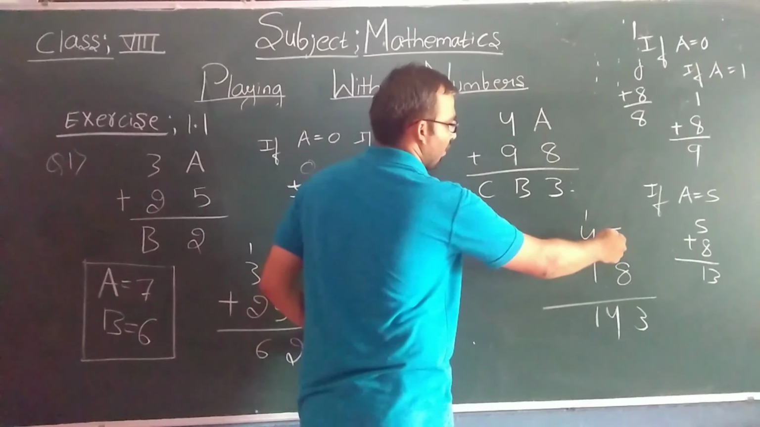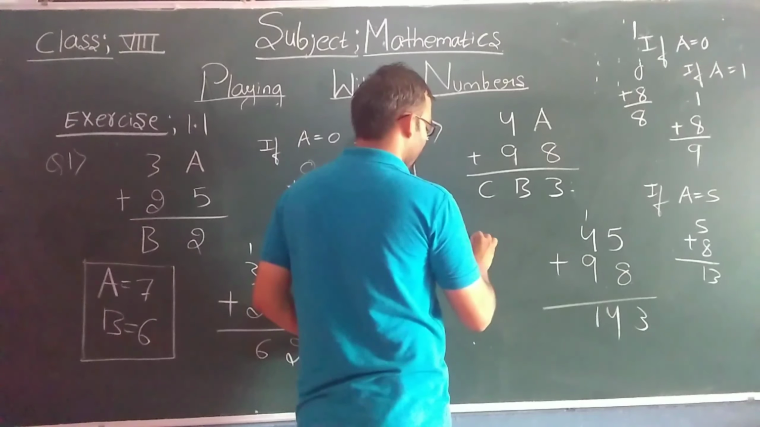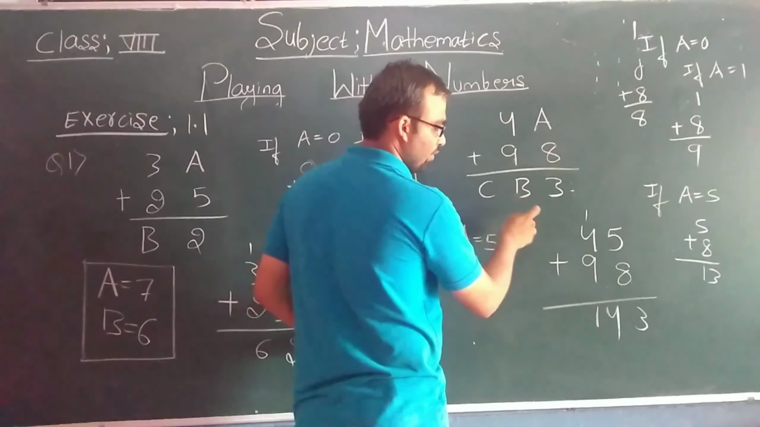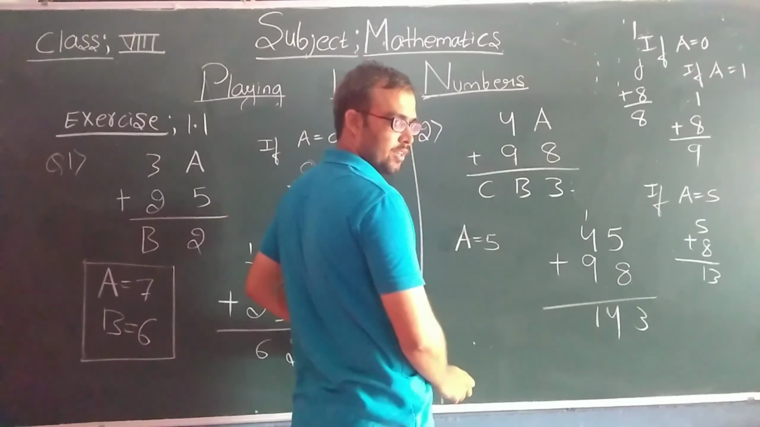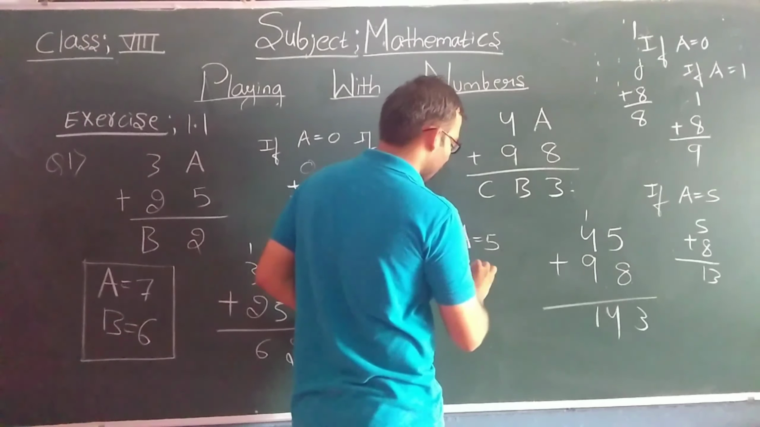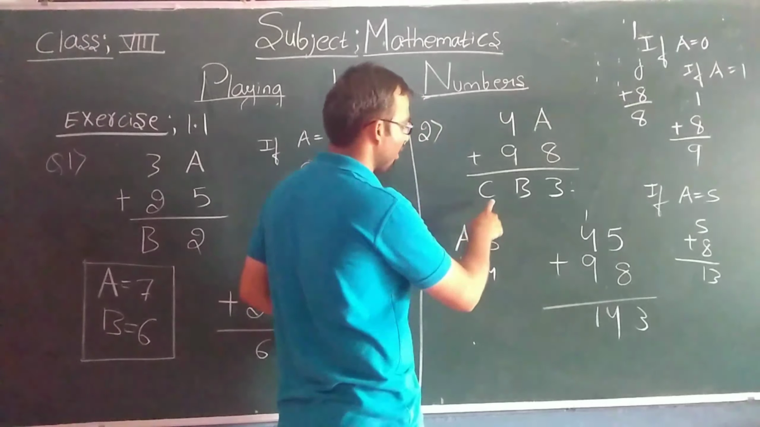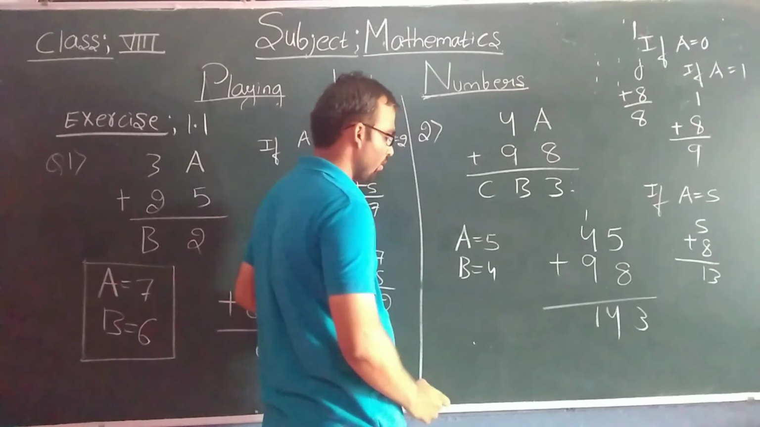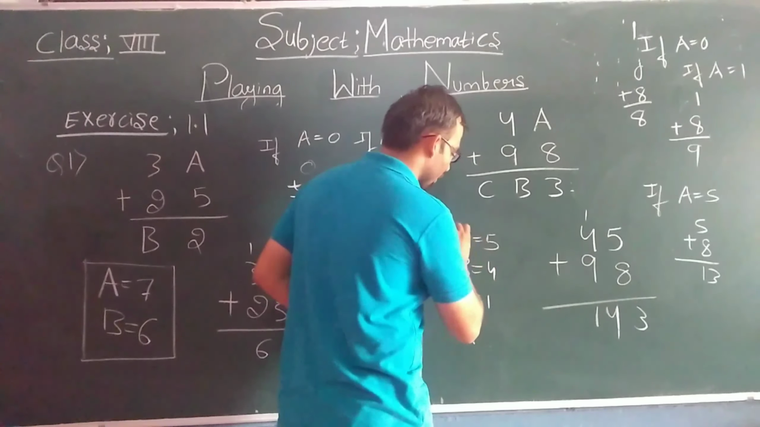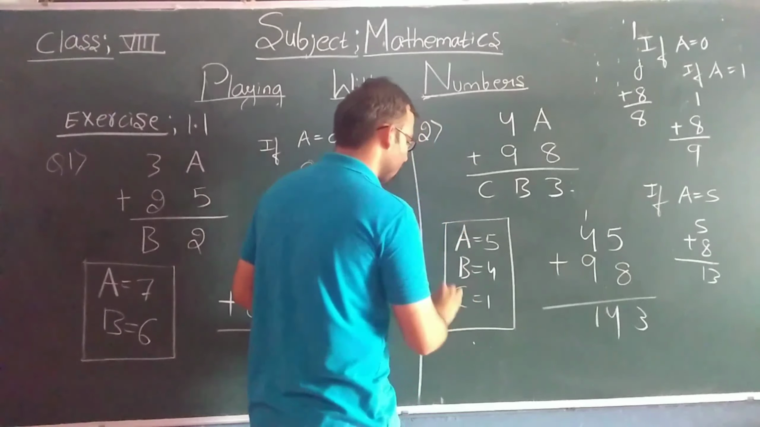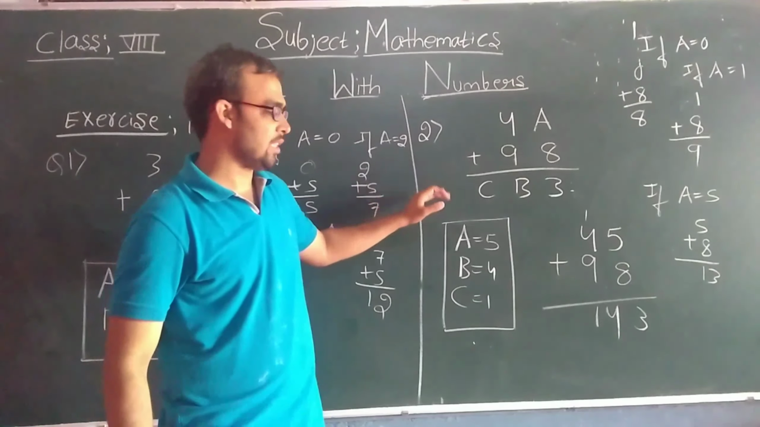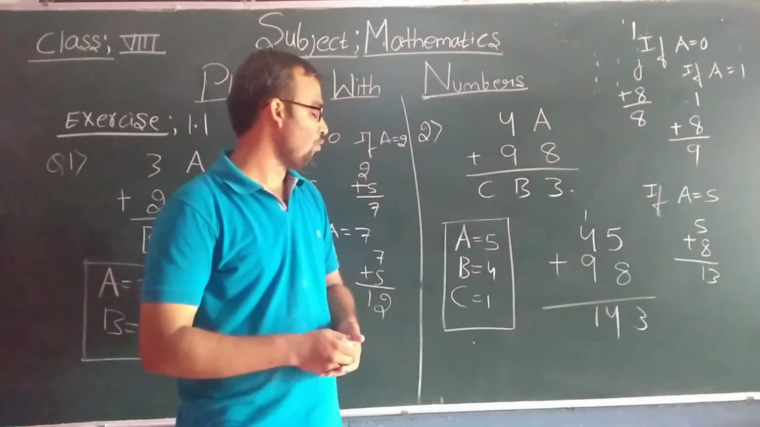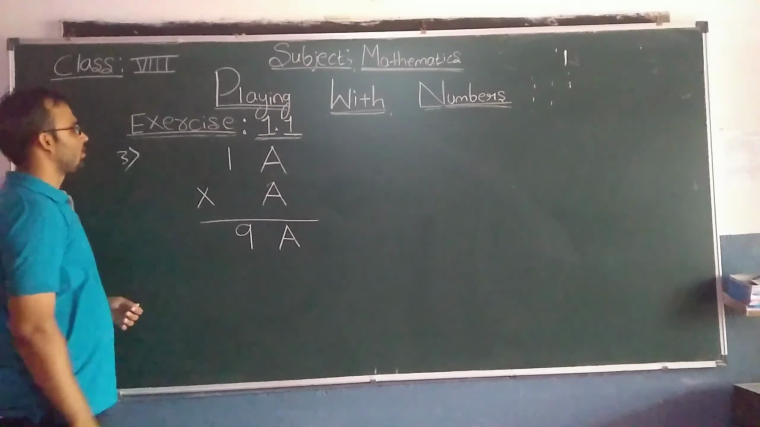Then what is the value of A, B, C? The value of A is 5. What is the digit at the B place? 4, no? So the value of B is 4. And the value of C. At C, which digit is there? 1, no? So the value of C is 1. So in this puzzle, the value of A is 5, B is 4 and C is 1. Let us solve the third question.